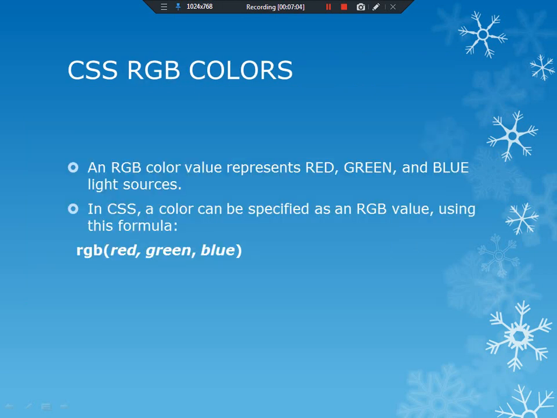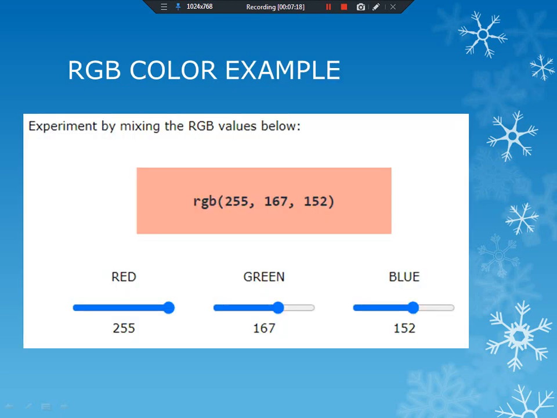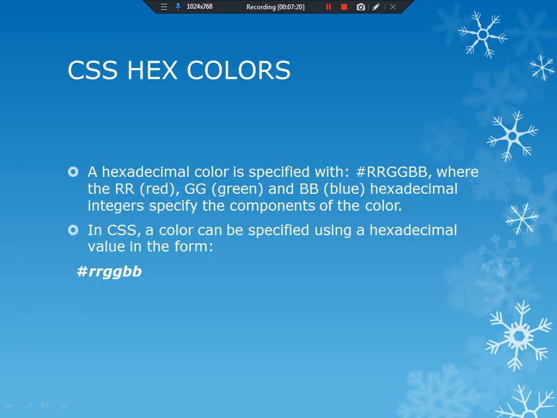CSS RGB colors. An RGB color value represents red, green, and blue light sources. In CSS, a color can be specified as an RGB value using this formula: rgb(red, green, blue). RGB color example. CSS hex colors.